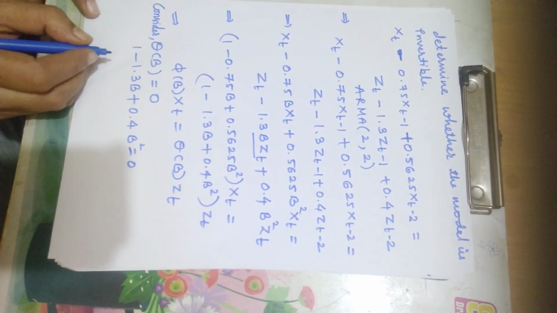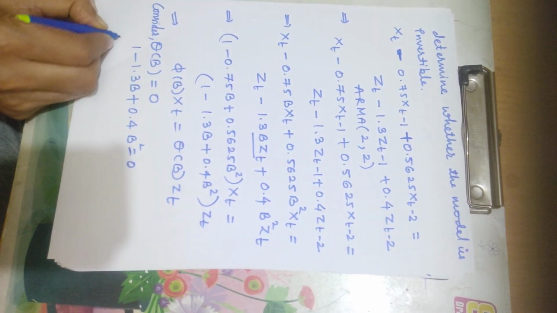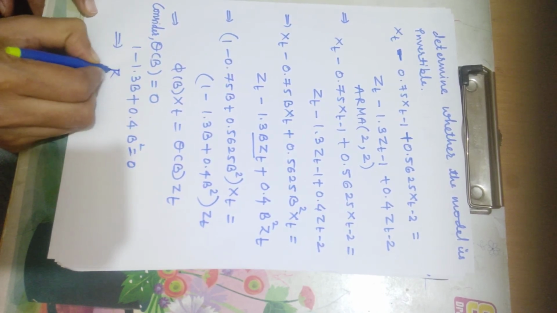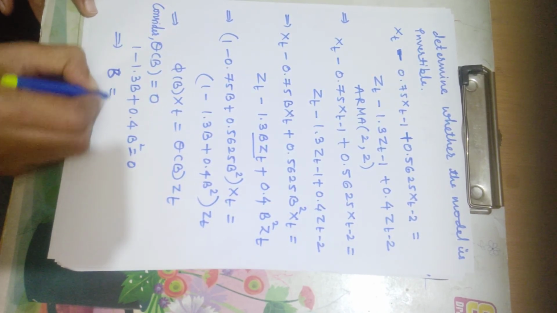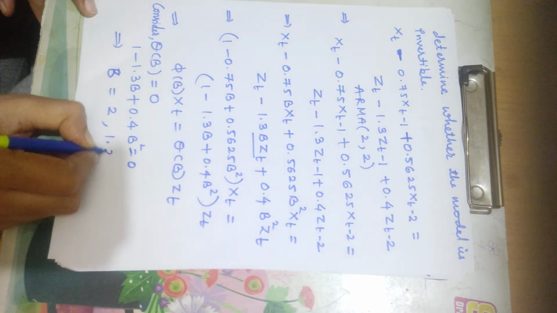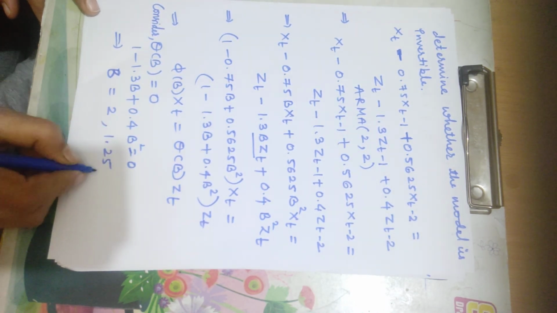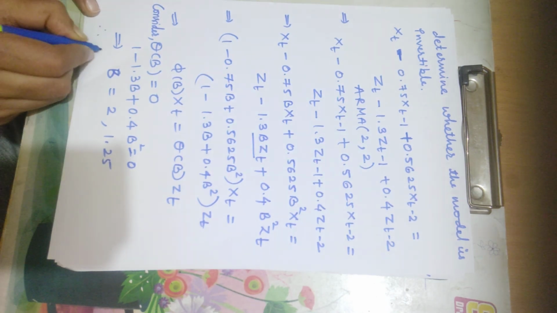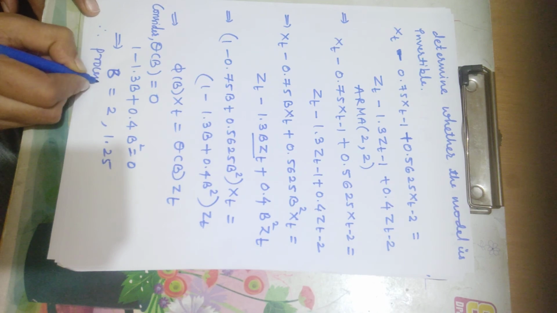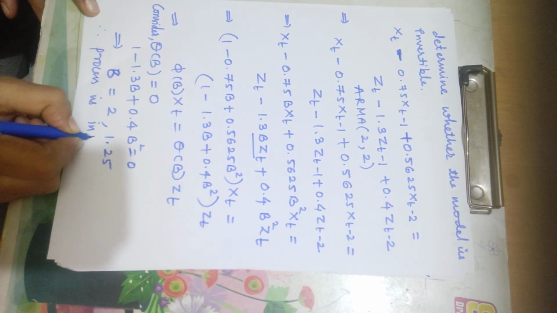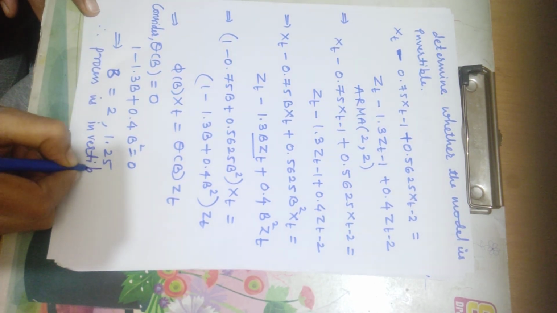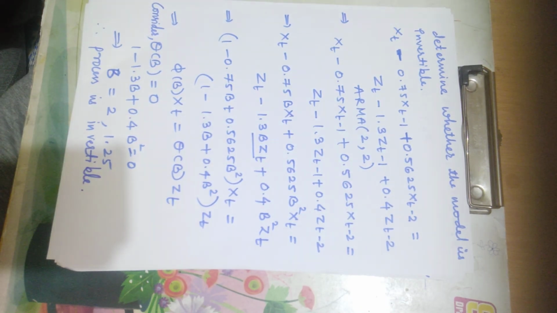So solving this equation by using the quadratic equation formula, here we will get b as 2 and 1.25. For a quadratic equation, 2 roots are there, right? Both the roots are exceeding 1. Both the roots are greater than 1. Therefore, this process is invertible. So in this way, we can check stationarity and invertibility of a given ARMA model.